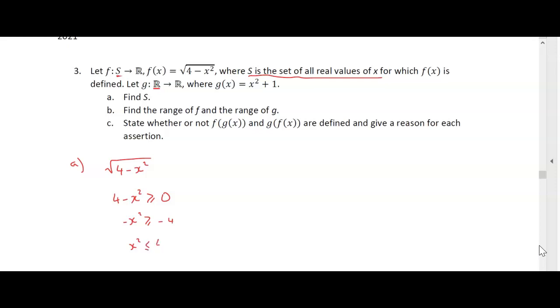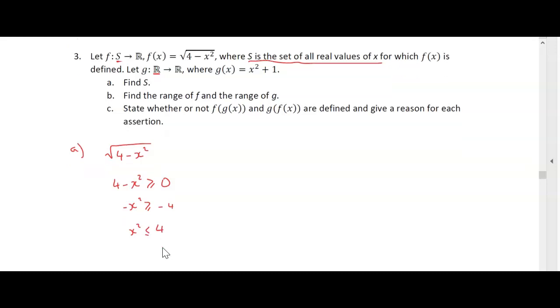Don't forget to switch your inequality sign. All right, but because we're squaring that, the square root of 4 gives us a positive and a negative value. So x has to be greater than or equal to... sorry, -2. So when we substitute in -2, we're going to have -2 squared.